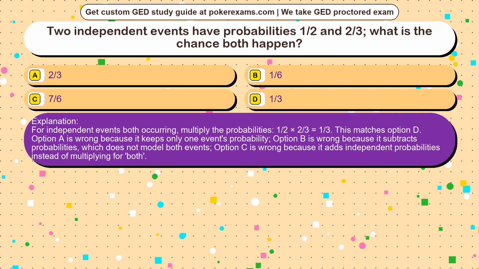For independent events both occurring, multiply the probabilities. 1/2 times 2/3 equals 1/3. This matches option D. Option A is wrong because it keeps only one event's probability. Option B is wrong because it subtracts probabilities, which does not model both events. Option C is wrong because it adds independent probabilities instead of multiplying for both.